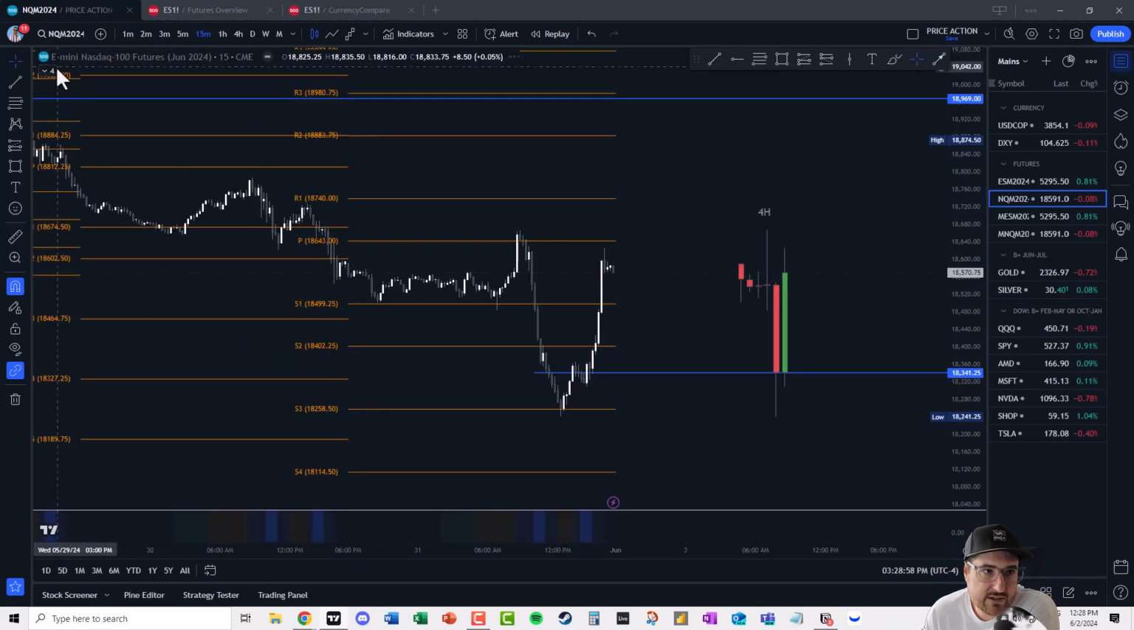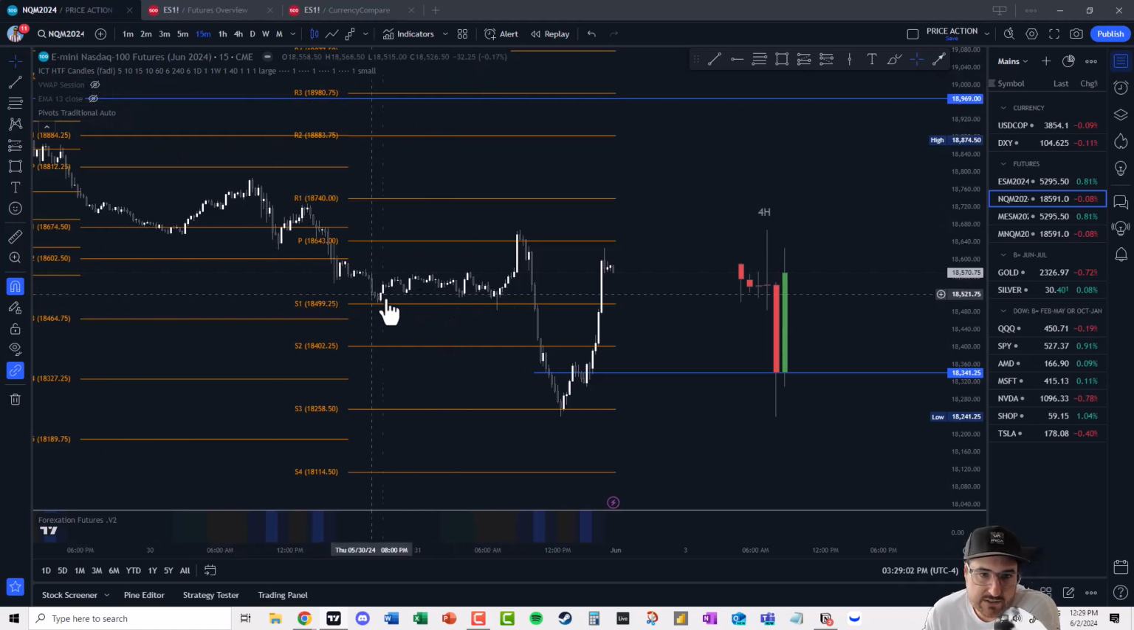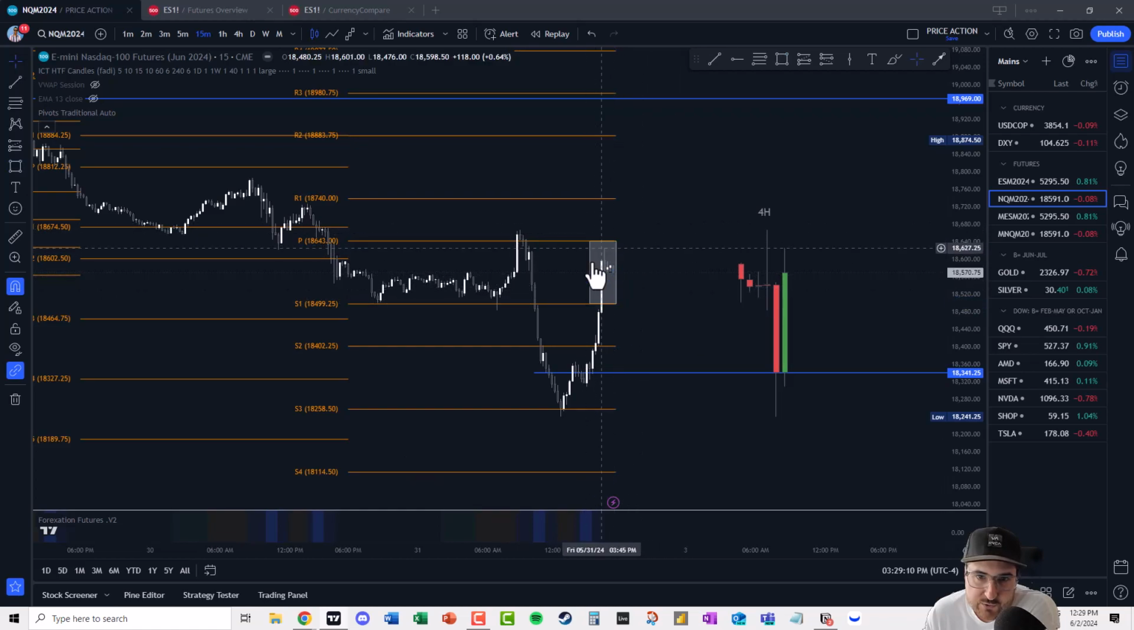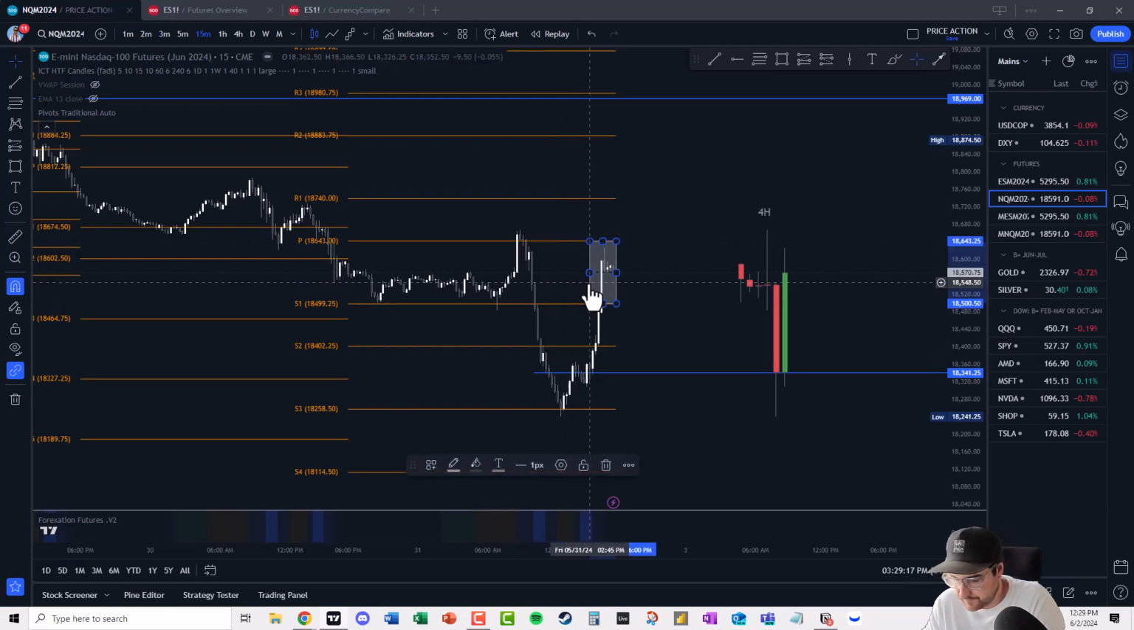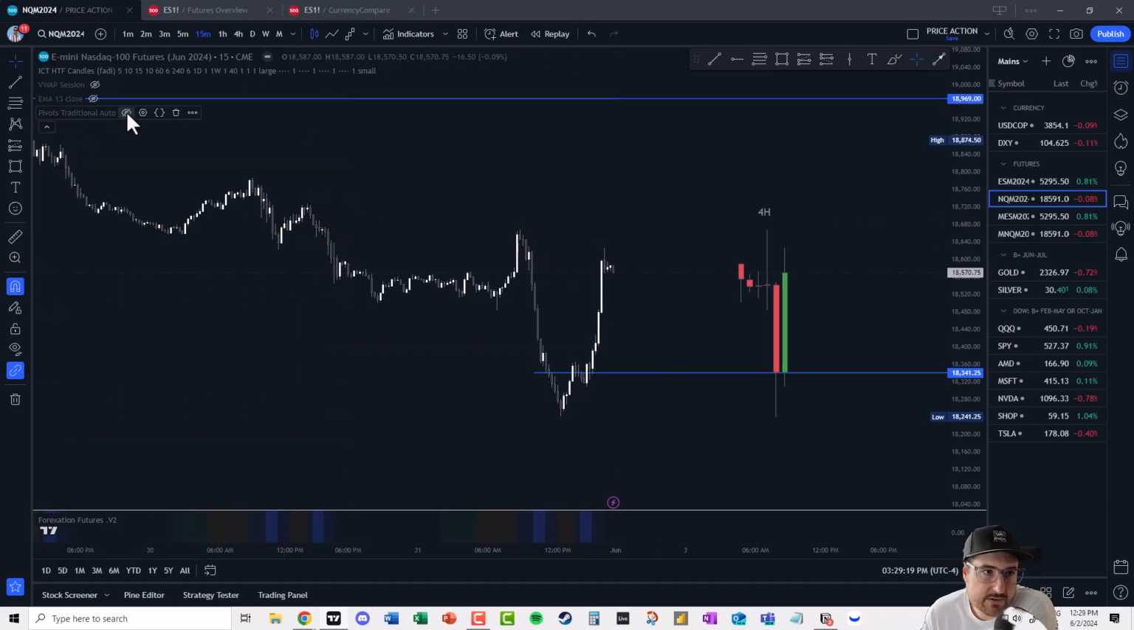So let's go down to the 15. Let's turn off the pivot points now. Obviously, it's just going to give us those same zones. So we're in this area right here. So I'm looking Monday to make a play, maybe pull back and then break this pivot point, not this one. So let's turn that off.